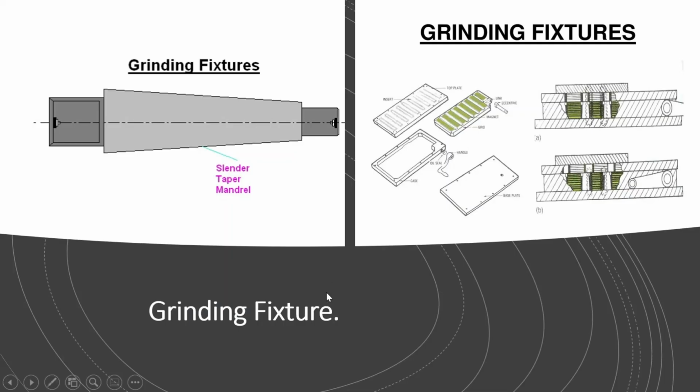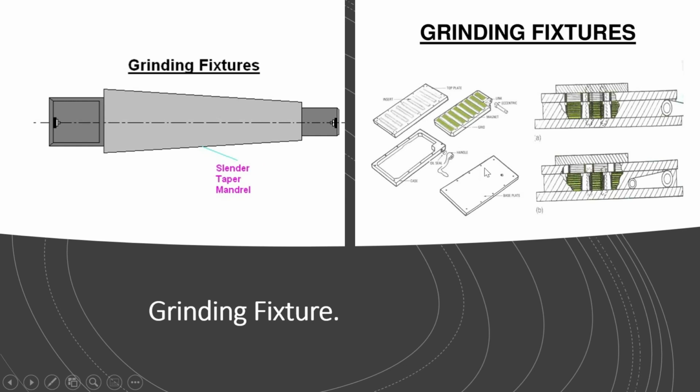Next is a grinding fixture. Different forms of fixtures can be used on the grinding machine. Generally, the grinding machines used in the industry use a magnetic chuck, but sometimes a cylindrical workpiece needs to be ground. For that, a slender taper mandrel can be used.